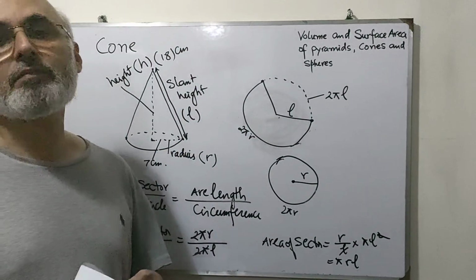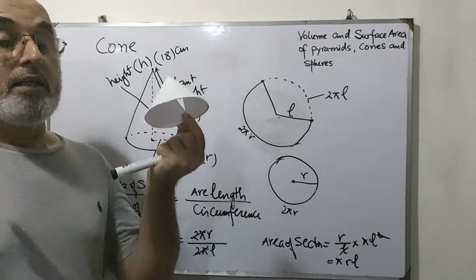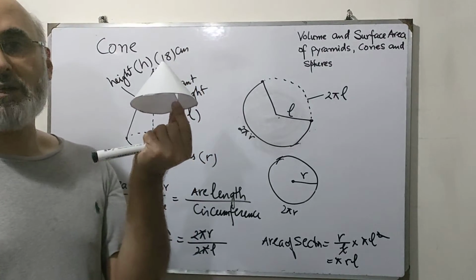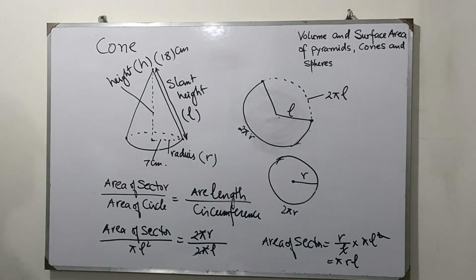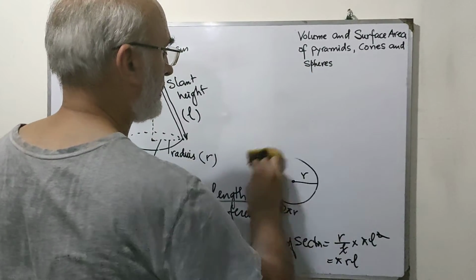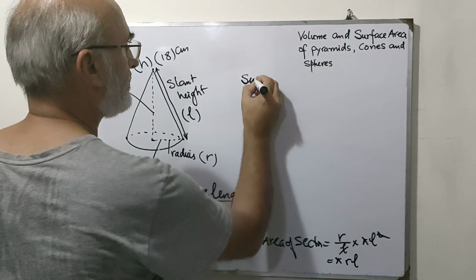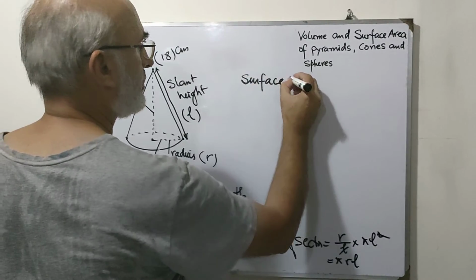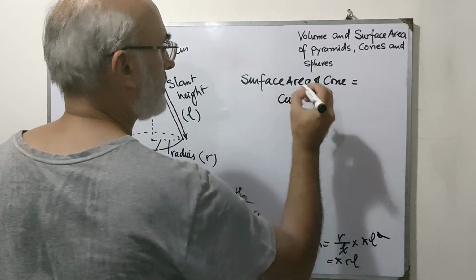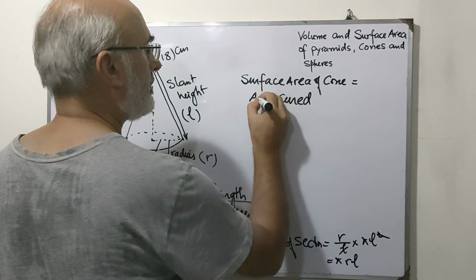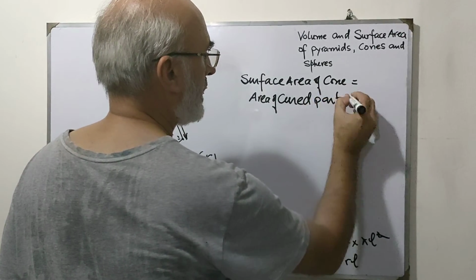Now, the formula for the area of this curved part. The surface area of a cone has two parts, a curved part and a base. So the surface area of a cone is equal to the area of the curved part plus the base.